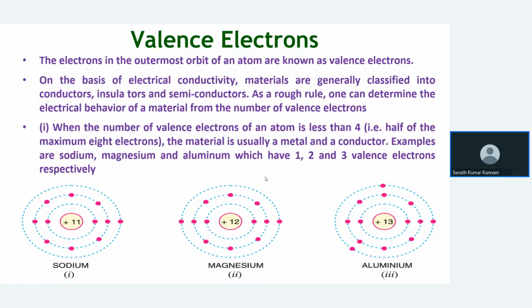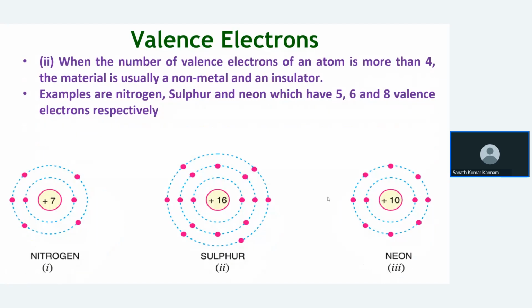For example, sodium has a valency of 1, magnesium has a valency of 2, and aluminum has a valency of 3. These are nothing but metals. So those with a valency less than 4, we call metals. And those with a valency more than 4 we call non-metals and insulators. See here, nitrogen has a valency of 5, then 6, and neon, an inert gas, has 8. These are what we call insulators.